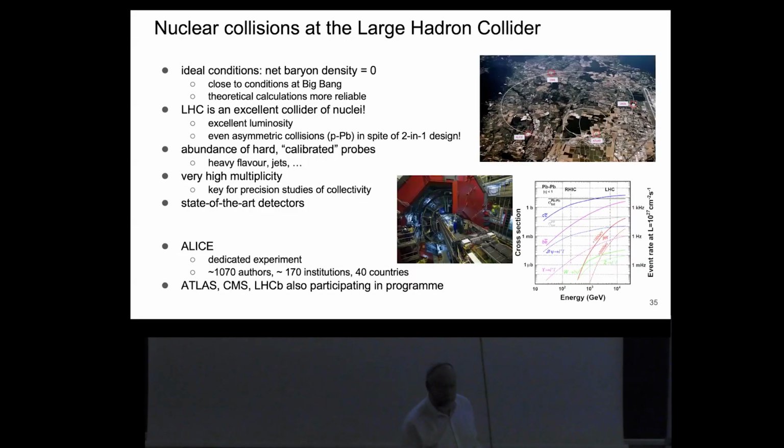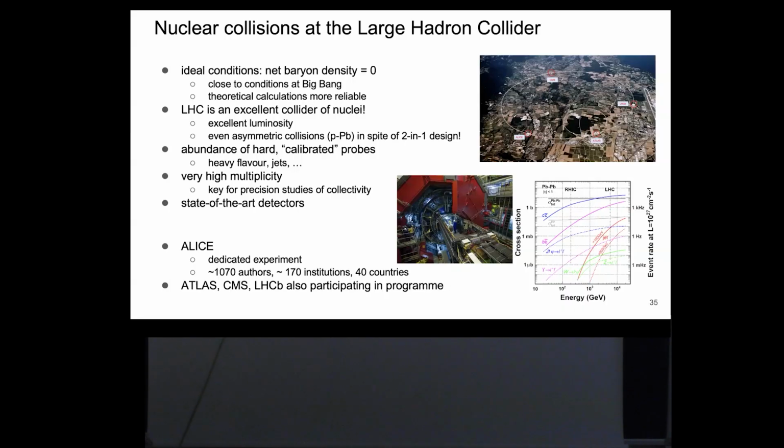Now, the environment of the LHC is unique for this physics. The conditions are almost ideal because at central rapidity, essentially, there is no baryon density, even less than at RHIC. This is close to the conditions of the Big Bang, but also from the theoretical point of view, the lattice QCD calculations are much more reliable. The LHC is an excellent collider of nuclei. The luminosity is very high, and one can do even asymmetric collisions, including proton-lead, in spite of the fact that you have only one magnetic field in the machine to work with. If you are interested, this is a very interesting issue. We can discuss it.